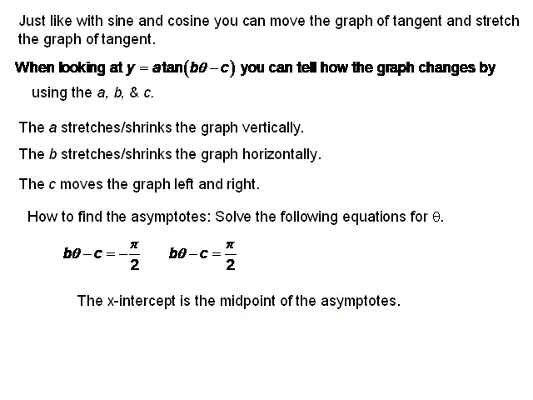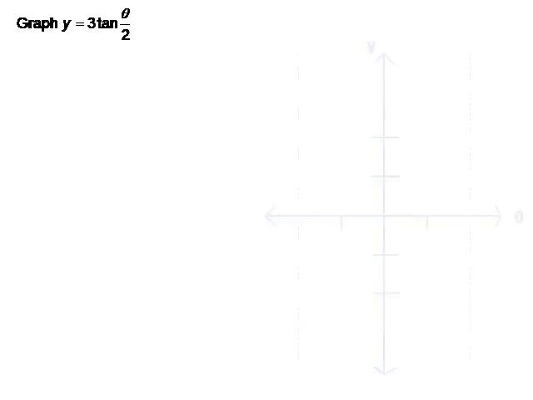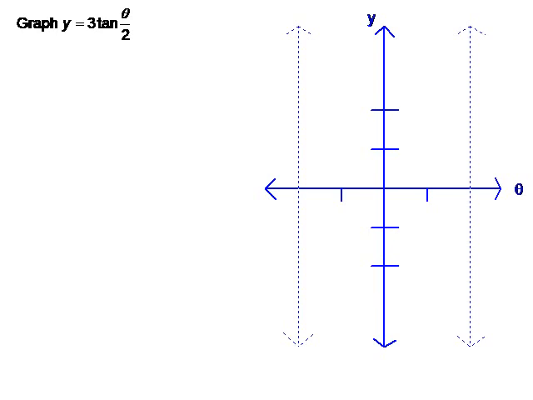The x-intercept is the midpoint of the values between those two functions we just discussed. Alright, so looking at y equals 3 tangent of theta over 2. First thing you've got to ask yourself is what's going on with this graph. We need to find our asymptotes first. So we're going to take our inside, b theta minus c equals negative pi over 2, and b theta minus c equals pi over 2.